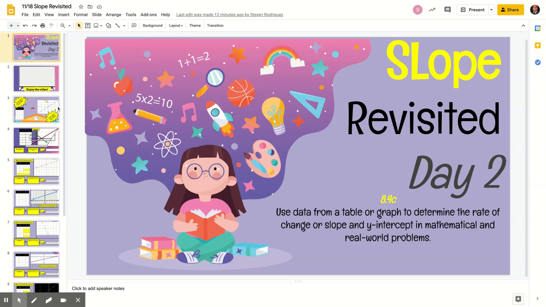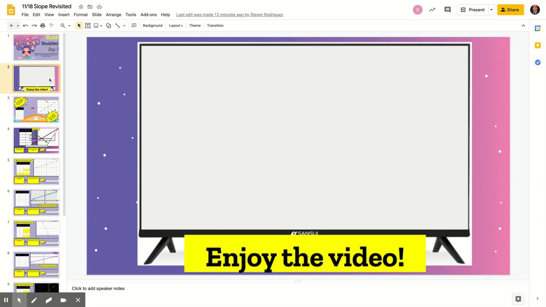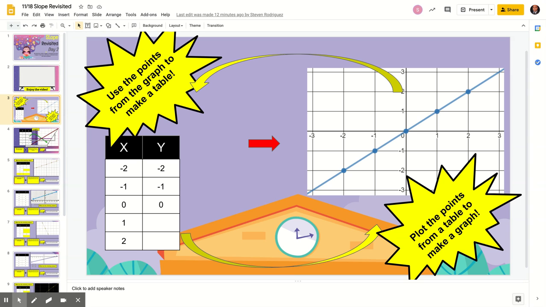Okay, so slide 2, you've already seen this video. If you've already seen this video, then you know here's the video for slide 2. But slide 3, okay, here's the point of today's lesson. It's all about recognizing that you can use graphs to make a table and a table to make a graph in regards to slope.